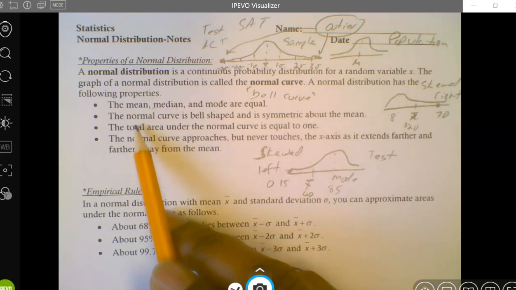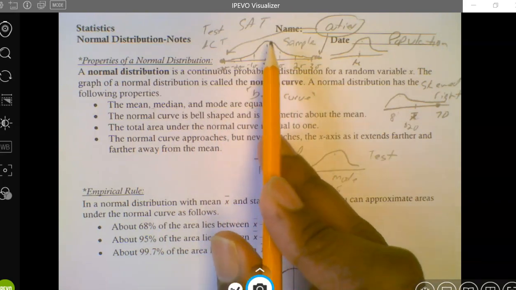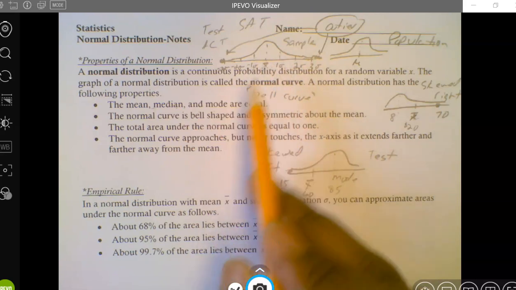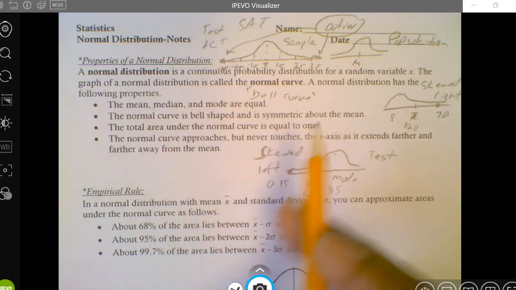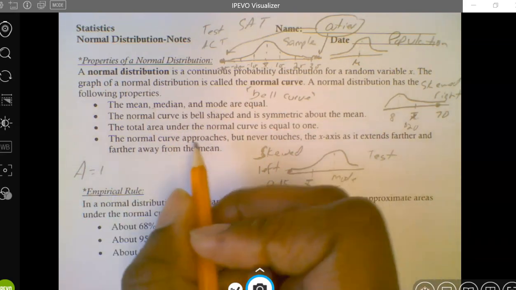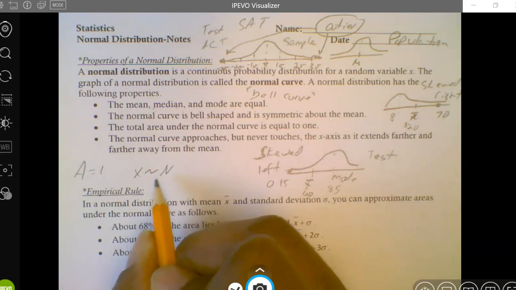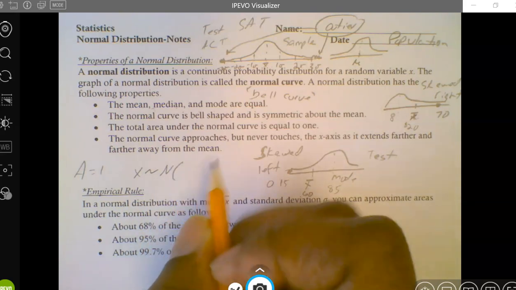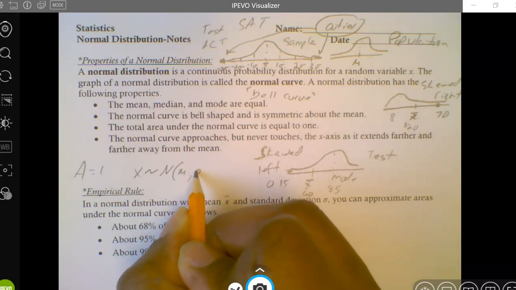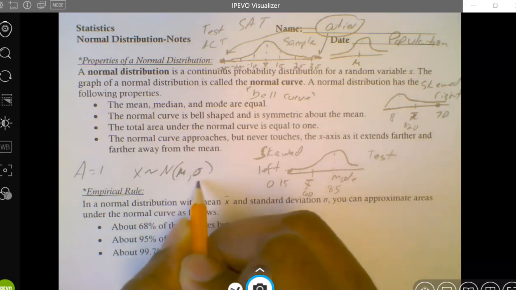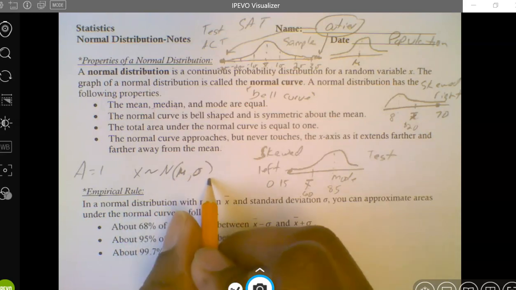All right, so anyway, the next part is the normal bell curve is shaped and is symmetric about the mean. So if it's normal, it's symmetric about the mean, as in it looks like a mirror image about the mean. The total area underneath the curve is always 1, so A equals 1. And the symbol for this is x is about normal, and they may give you that the first number is your mean, and the next number is your standard deviation. So sometimes you see it formatted this way. It's telling you it's a normal curve where you have a mean and standard deviation.